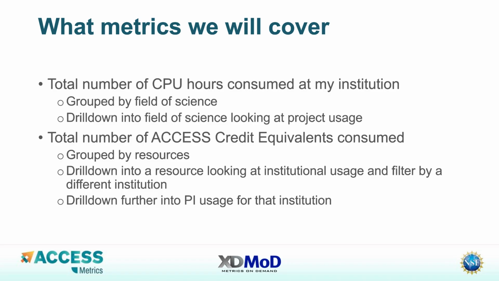This will be grouped by compute resource, and from there, we'll drill into a specific resource looking at institutional usage. Then we'll filter by a different institution and drill further, looking into PI usage for that institution.